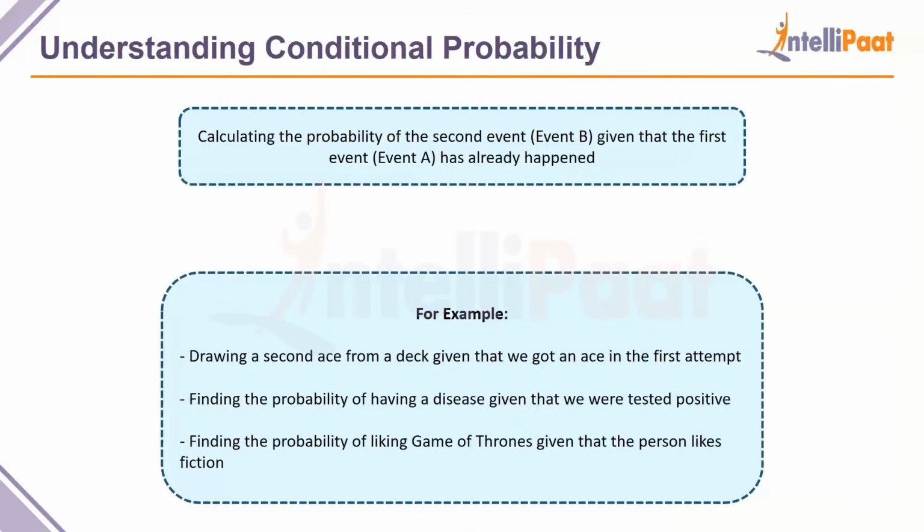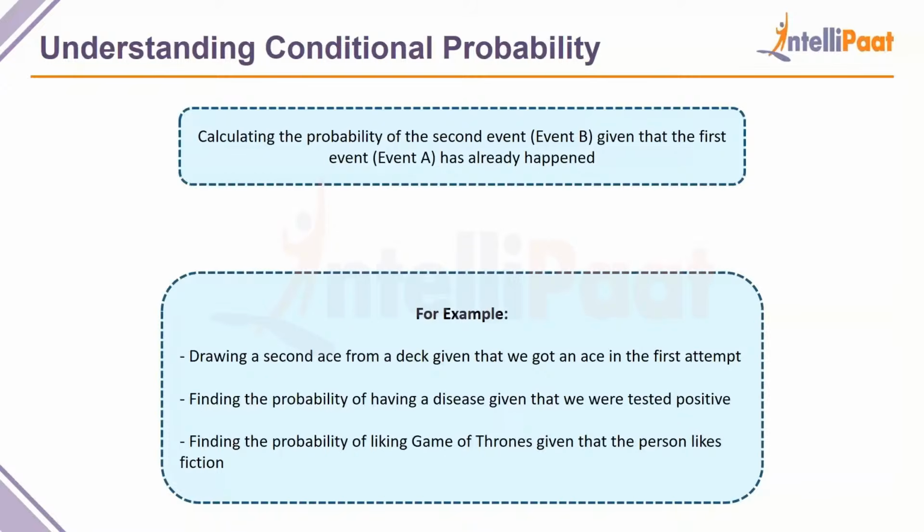There are other examples as well, such as drawing a second ace from a deck of cards, given that we have already got an ace in our first attempt. So if you have a deck of cards, how likely are you to draw a second ace given that you have already gotten an ace in your first attempt? This is important because once you get that ace, you don't put it back into the deck, so the random probability of getting a card out of the deck changes. After you have picked an ace, the probability shifts in some scenarios. So how does it shift and how does it help us is the first example.